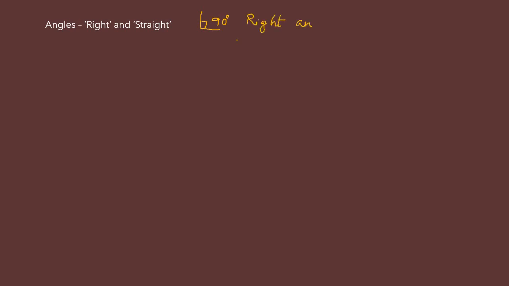And if it is a straight line, then the angle in between it is 180 degrees, and this is what we call a straight angle. Okay, a straight line. This angle is what we call a straight angle. So the measure of a straight angle is 180 degrees and the measure of a right angle is 90 degrees. Now we are going to learn more about this right angle and straight angle and the rotations.